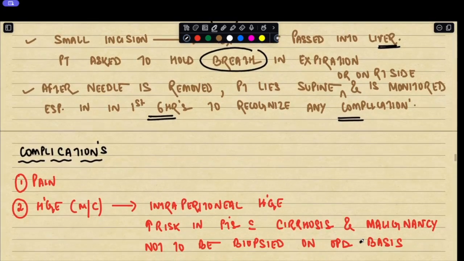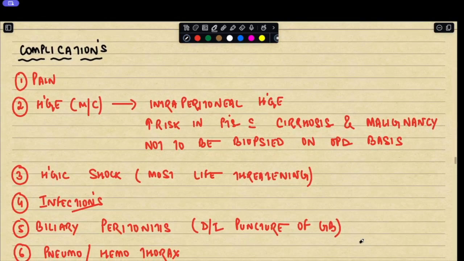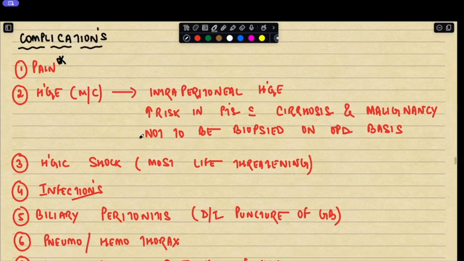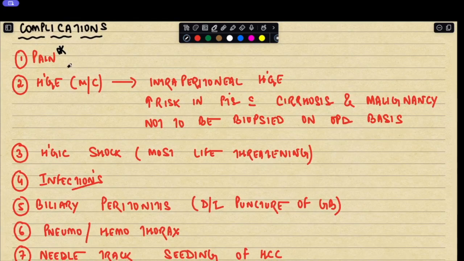Okay. So what are the complications that we face? So pain is one of the important complications. Most commonly, the most common complication if you see is hemorrhage, especially intraperitoneal hemorrhage. Increased risk in patients with cirrhosis and malignancy, the risk of hemorrhage, and it is not to be biopsied on OPD basis. Remember, liver biopsy should not be taken. Although many people are taking and doing the procedure on OPD basis, but it should not be done on OPD basis.